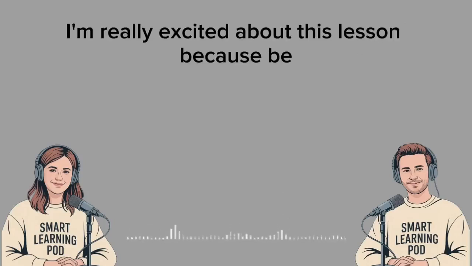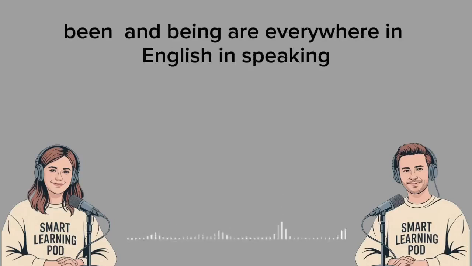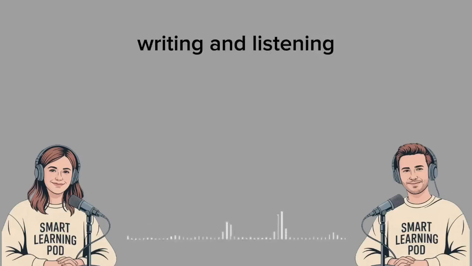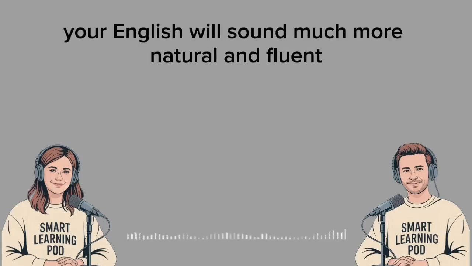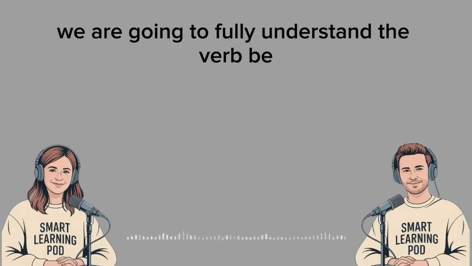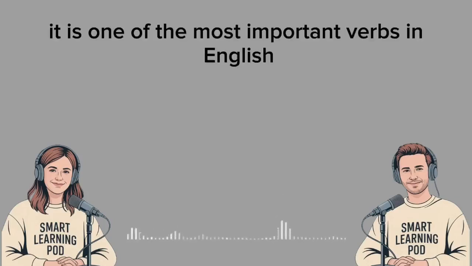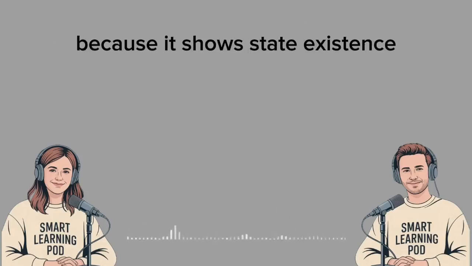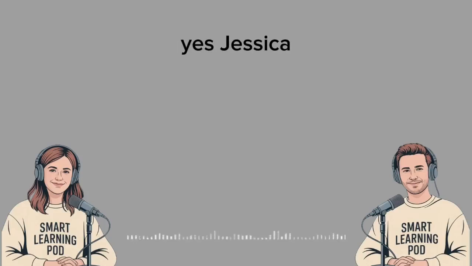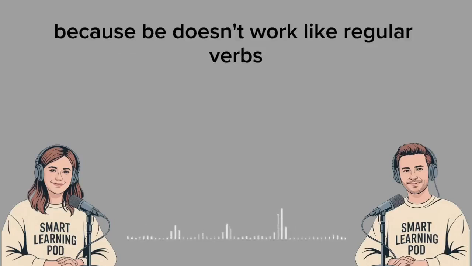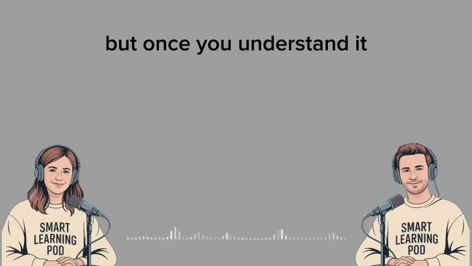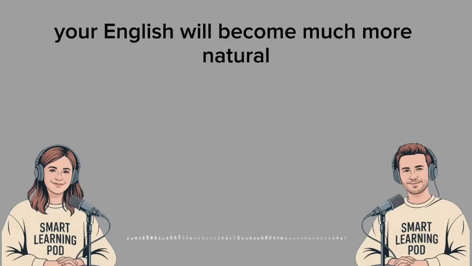I'm really excited about this lesson because be, been, and being are everywhere in English, in speaking, writing, and listening. Once you understand them, your English will sound much more natural and fluent. We are going to fully understand the verb be. It is one of the most important verbs in English because it shows state, existence, identity, and location. Yes, Jessica. Many learners get confused because be doesn't work like regular verbs, but once you understand it, your English will become much more natural.